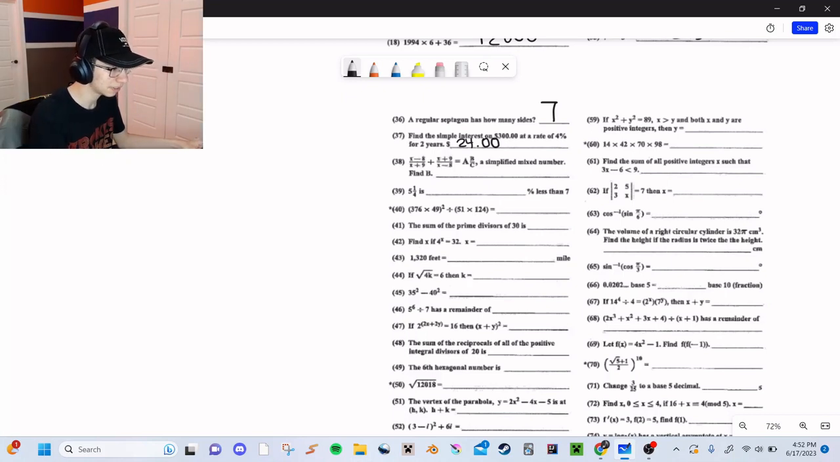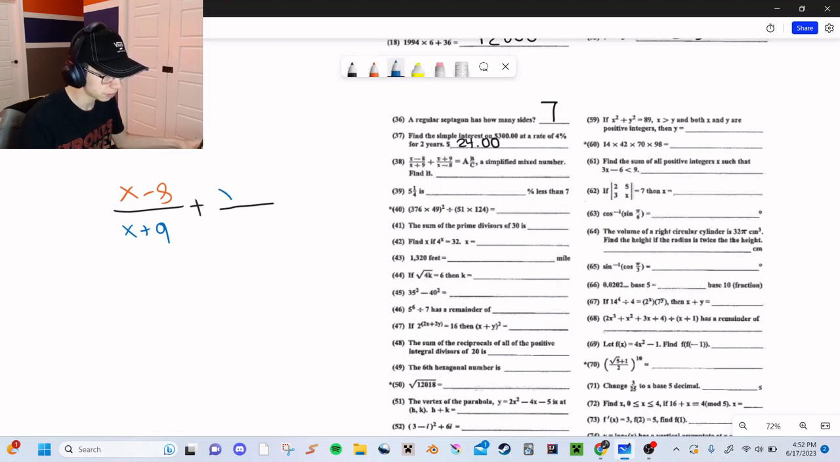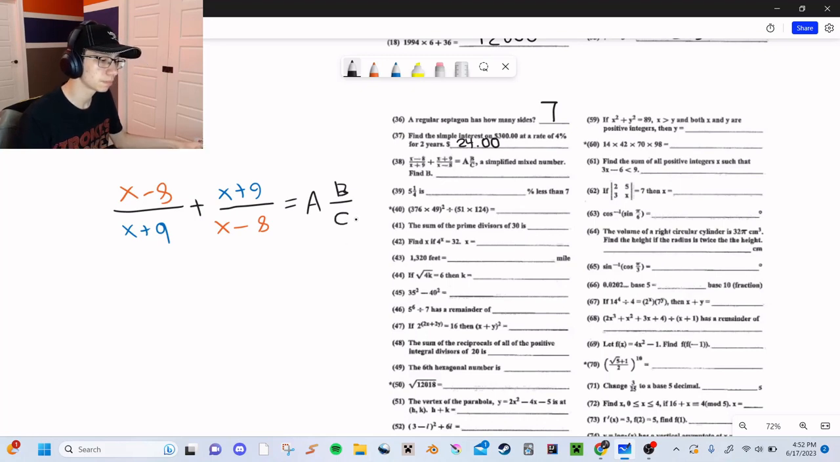You know what I'll do? I'll write this like this. I'll do x minus 8 over x plus 9 plus the fraction x plus 9 over x minus 8. This is equal to sum A and sum B over C. So how can I find the B term? In this kind of question, they only ask for the B term. They'll never ask for the A or the C term.